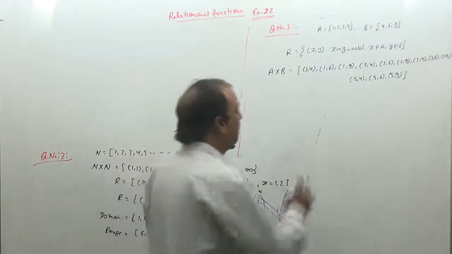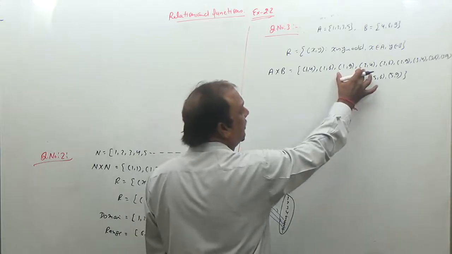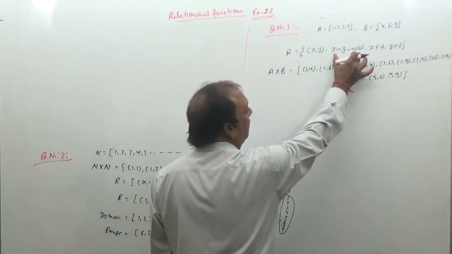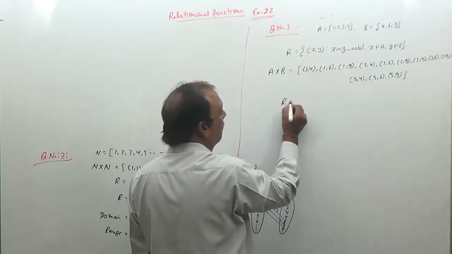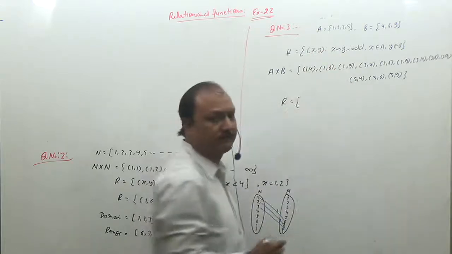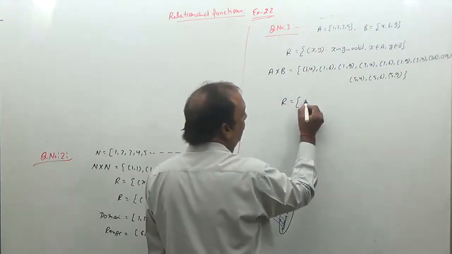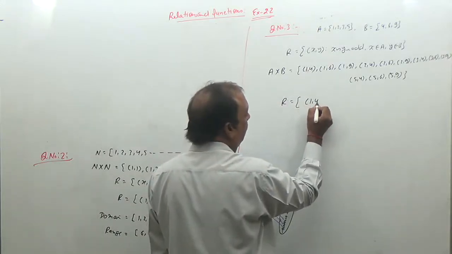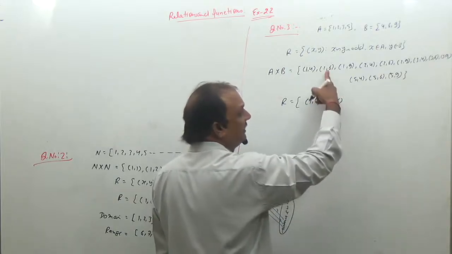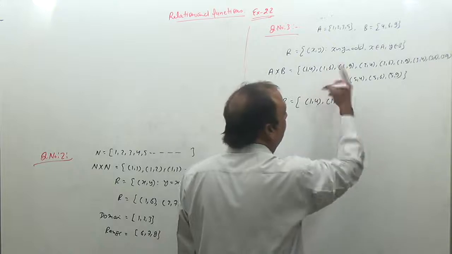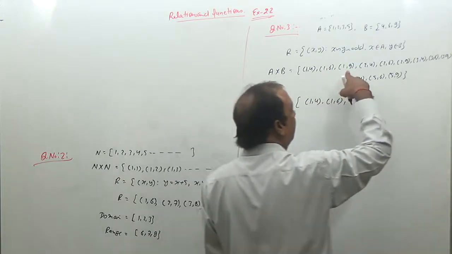Now we select all those ordered pairs from A cross B which follow this property, that is, the difference of these two numbers should be odd. So when you write R, you select from here. So 1, 4: the difference of 1 and 4 is 3, and 3 is odd, so we select 1 and 4. Second is 1 and 6 because the difference of 1 and 6 is 5, and 5 is odd. We cannot take 1, 9 because the difference of 1 and 9 is 8, and 8 is not odd.